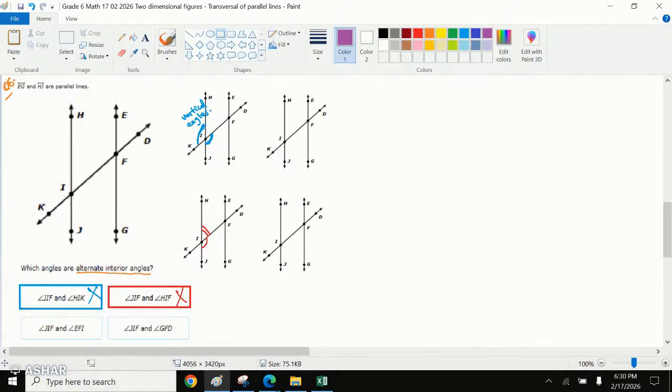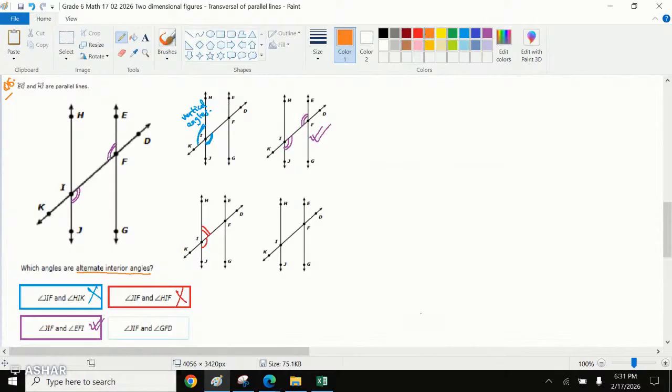Okay. Let's have a look at the next one. For the third option, if we have these two angles with us, JIF and EFI, these are alternate interior angles. Agreed? So we can say this angle will be alternate, and alternate means on the other side, and an interior angle which is equal to the other side, right?